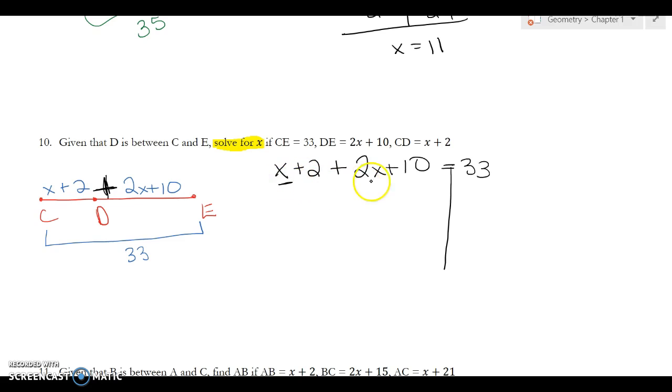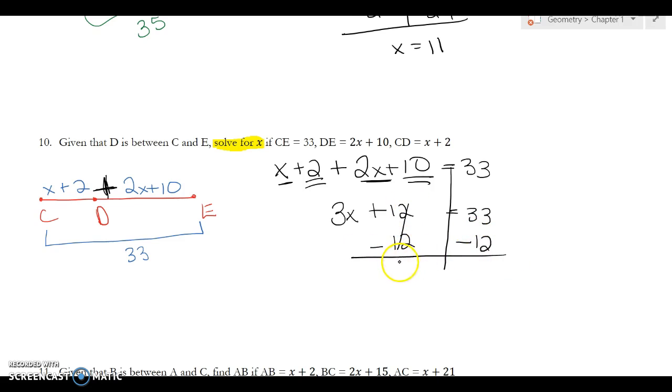So again, I have like terms, a 2x and a 1x makes 3x, a 2 and a 10 makes 12, equals 33. I'm going to subtract 12 on both sides. And so I get 3x equals 21. And if I divide by 3, x is 7. And if I go back, I've already highlighted it. All I'm doing is solving for x, so there's my answer.